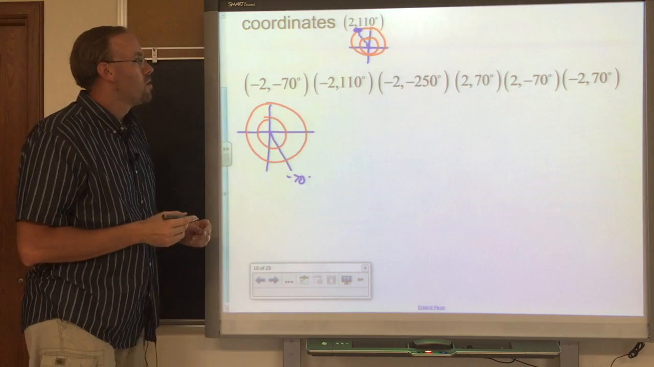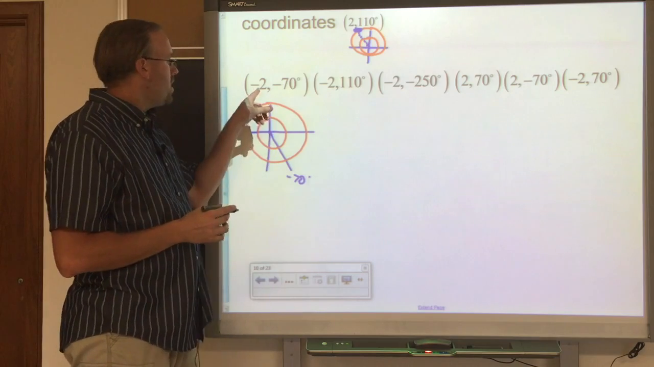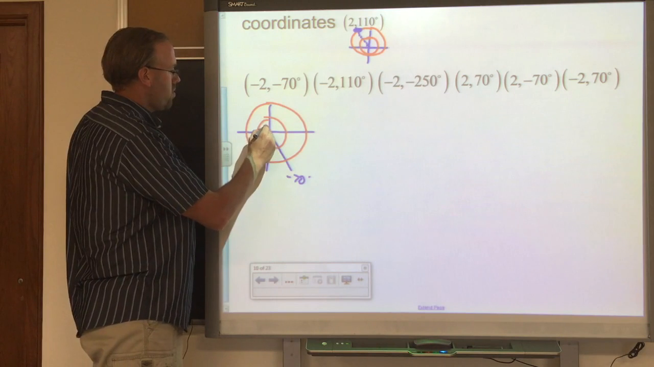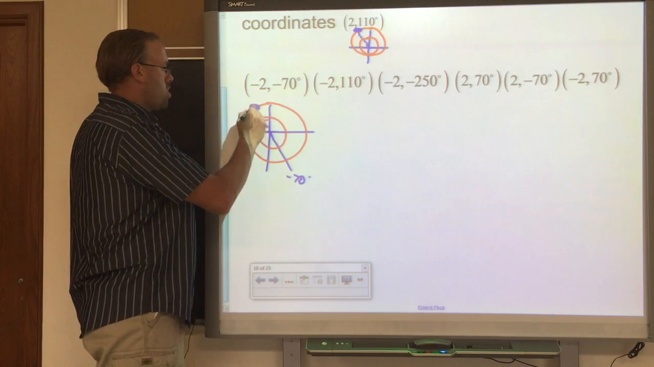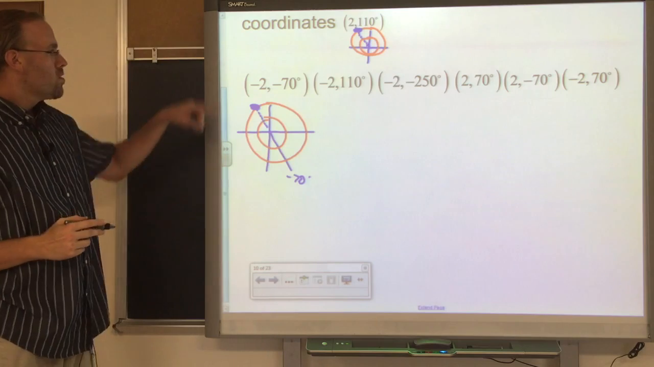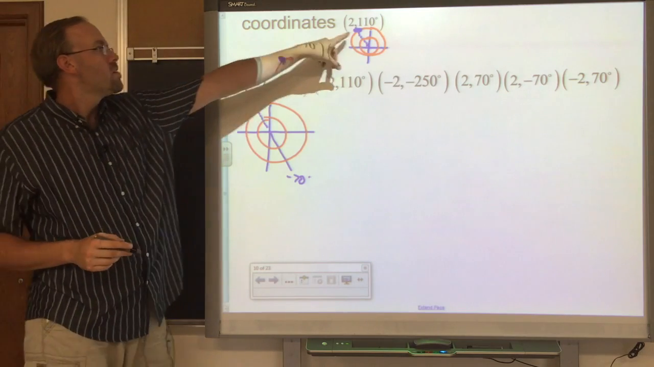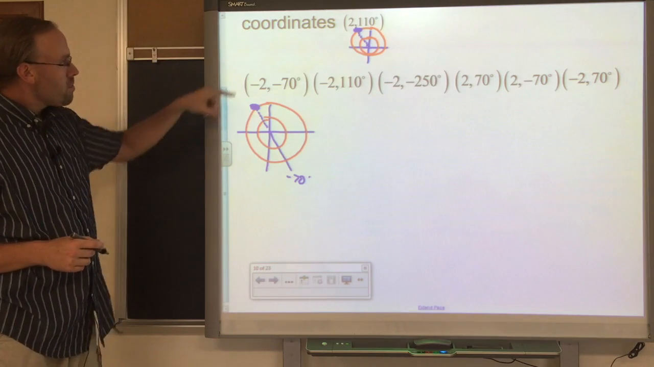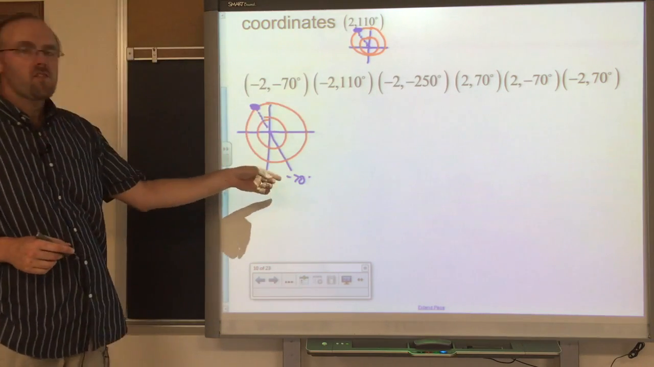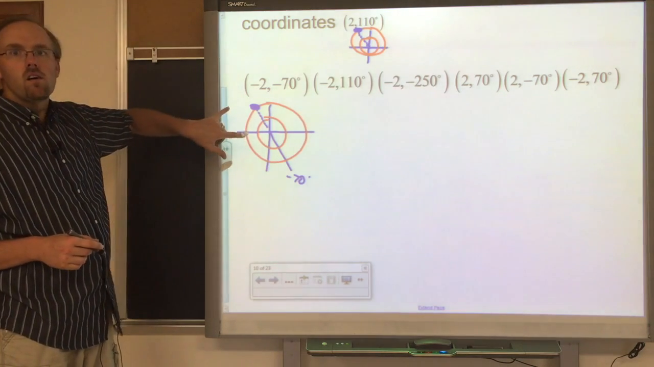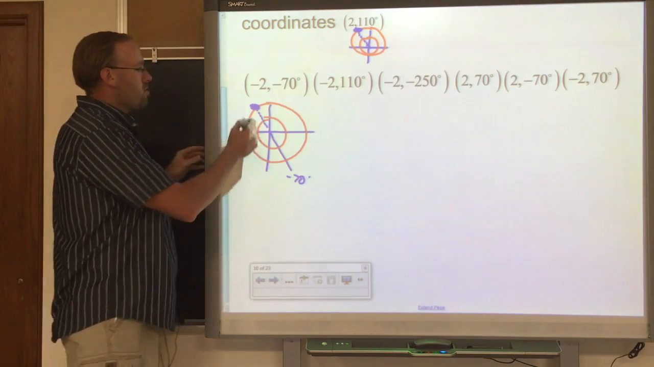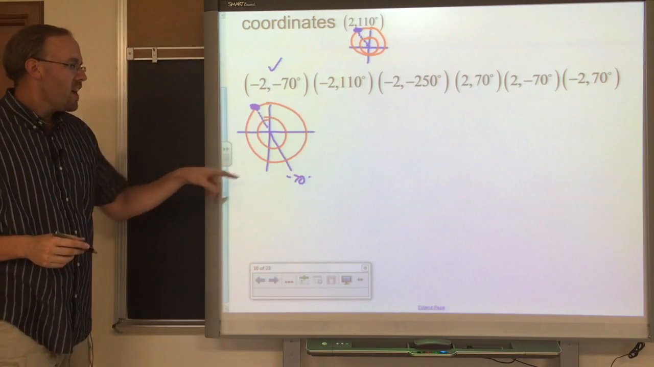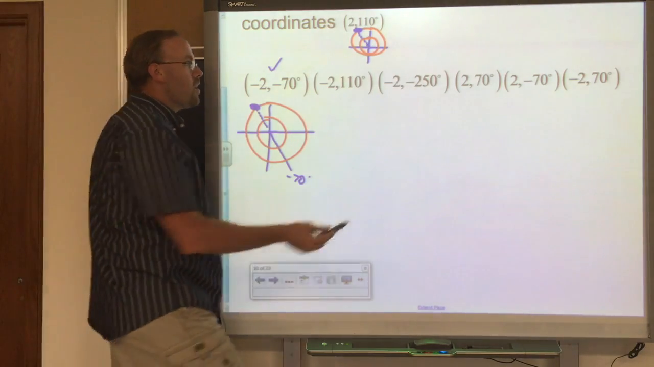However, if I want -2, that's going in the opposite direction. So that means this point coincides with that. It's in the second quadrant, and 110 degrees and -70 degrees are actually opposite each other. So that means this point would work. So this one works.